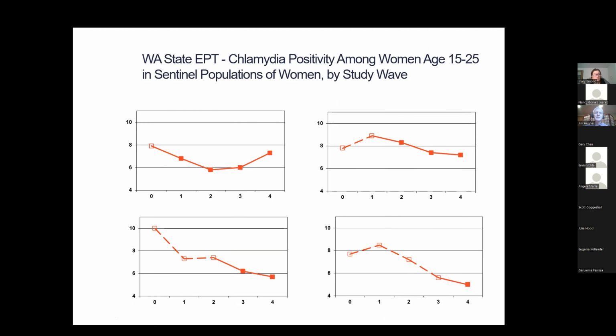Okay, what about the actual outcome? So what I've got is each of the 4 waves. The open squares mean pre-intervention, and the closed squares are post-intervention. So let's look at wave 1 here. That was the first 6 communities to introduce the intervention. And we see this is the rate of positivity in women 15 to 25 years old in these sentinel populations. And gratifyingly, it goes down as we introduce the intervention, a little blip here at the end, but generally a downward trend. How about the second wave?